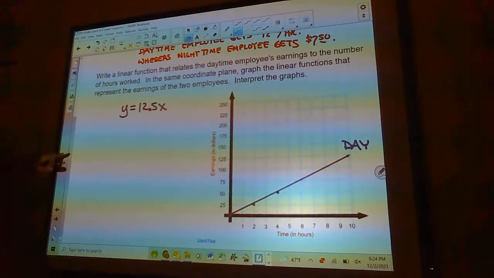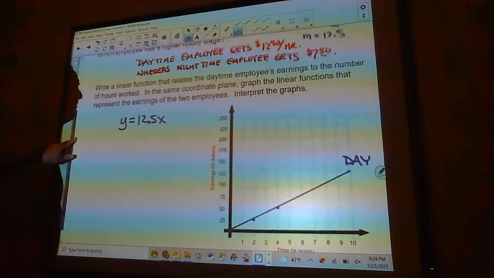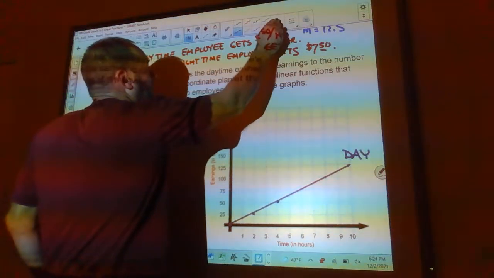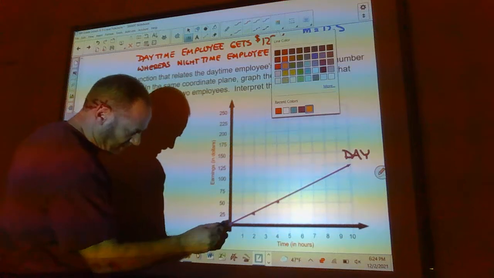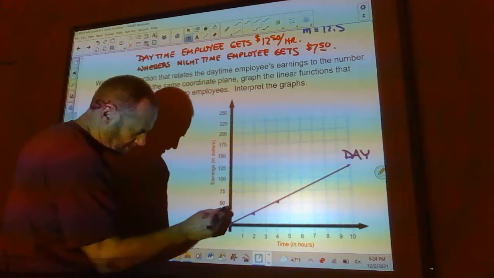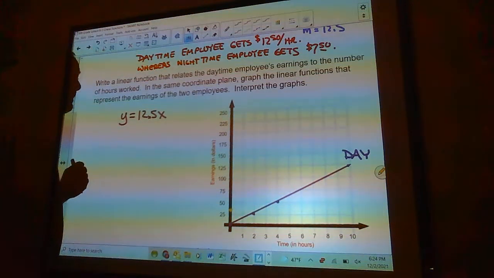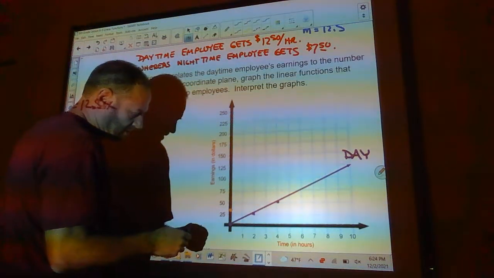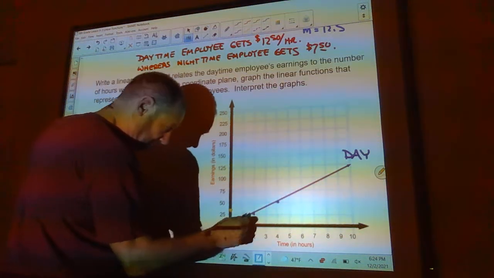Now the nighttime employee is going to start out at 30 and get $7.50 an hour. So let's do this one in orange here. They're going to start out at 30, right here. And then $7.50 an hour, that's $15 every 2 hours. That's going to be 40, or no, that's going to be 45 after 2 hours.